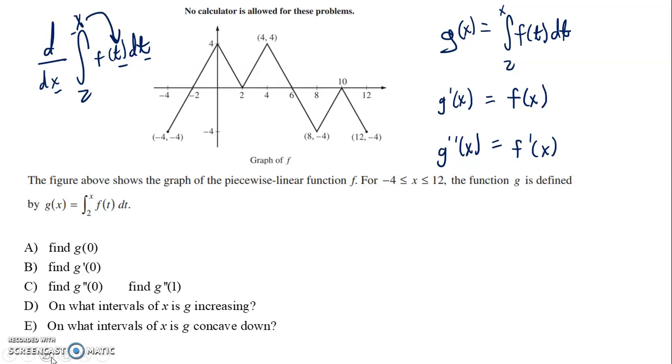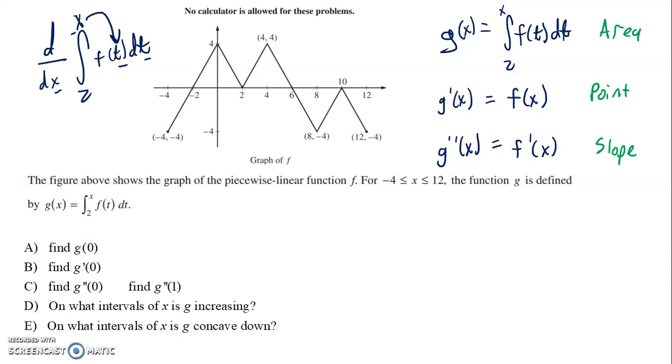Now, for this particular problem, what that's going to mean is that g is an area on the graph because it's a definite integral. G prime is just f, so it's a point on this graph, and g double prime is f prime, so it's the slope of this graph.